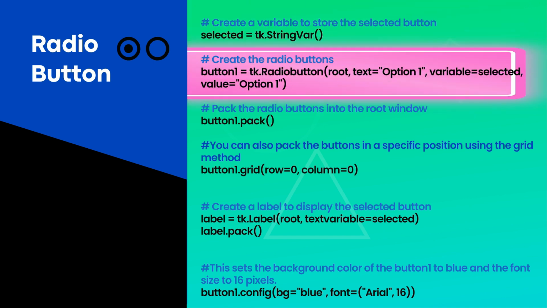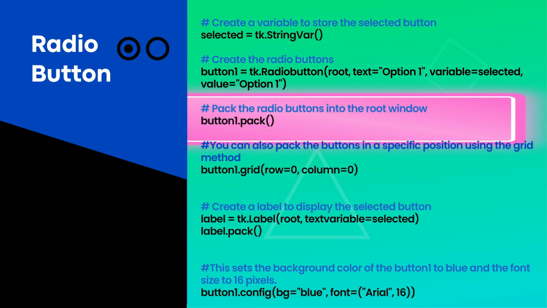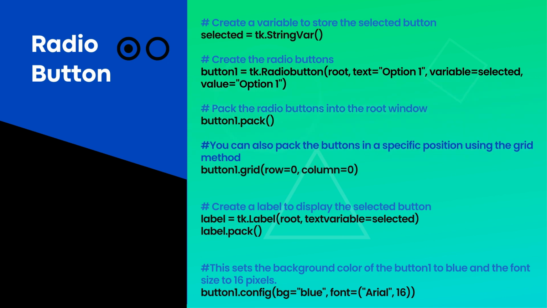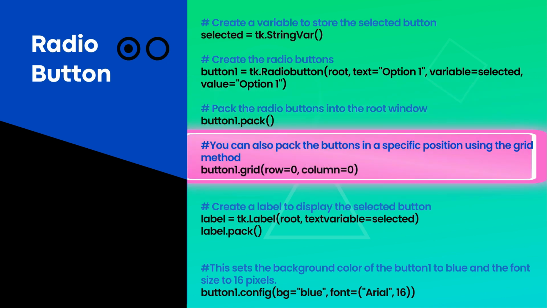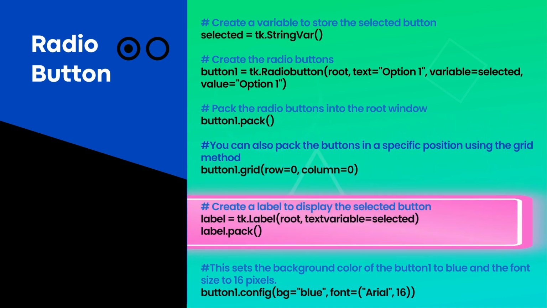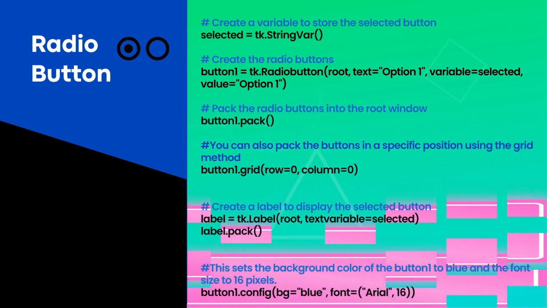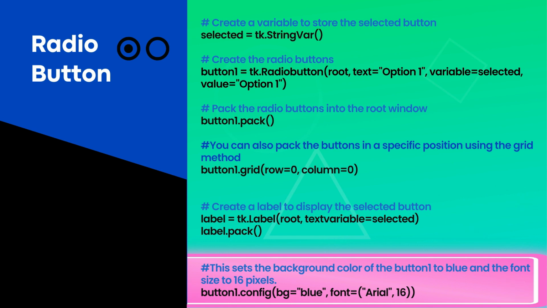Create the radio buttons. Pack the radio buttons into the root window. You can also pack the buttons in a specific position using the grid method. Create a label to display the selected button. This sets the background color of button 1 to blue and the font size to 16 pixels.